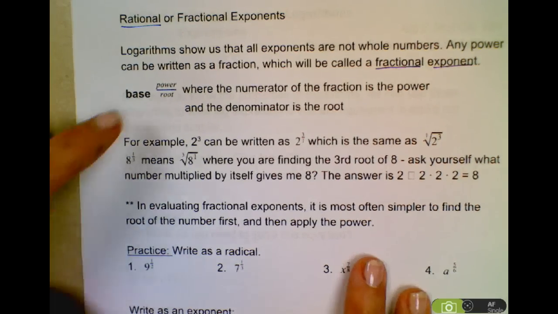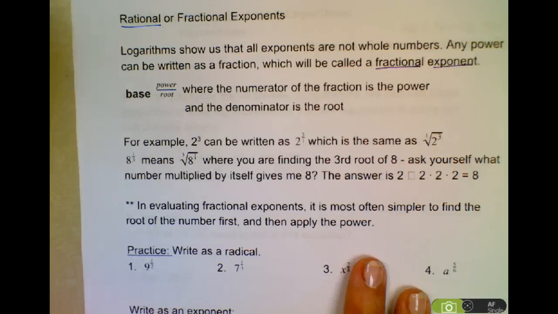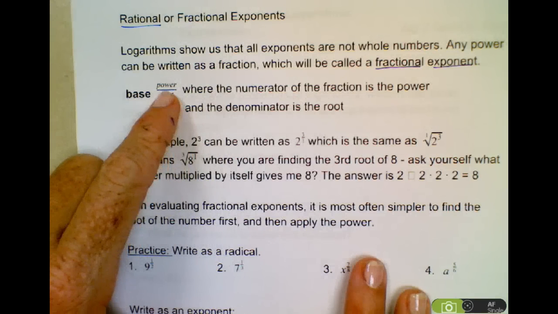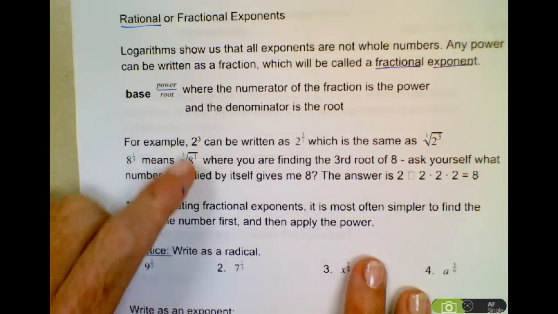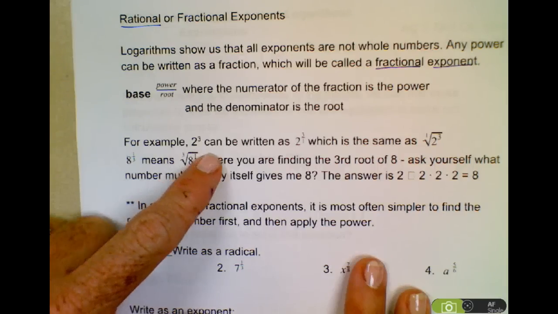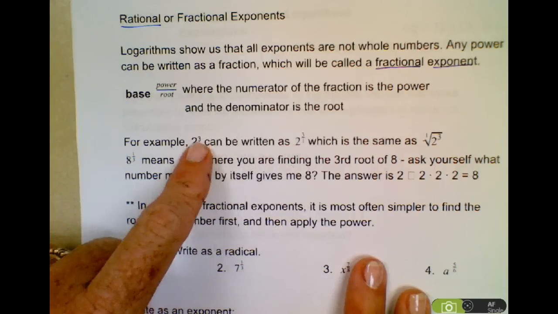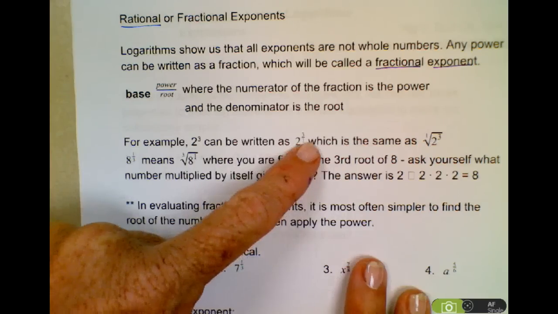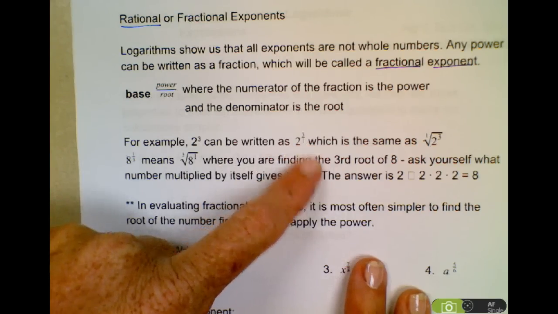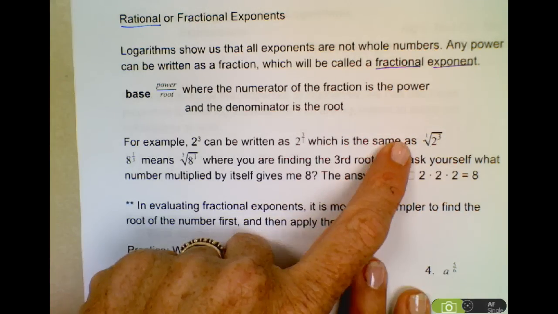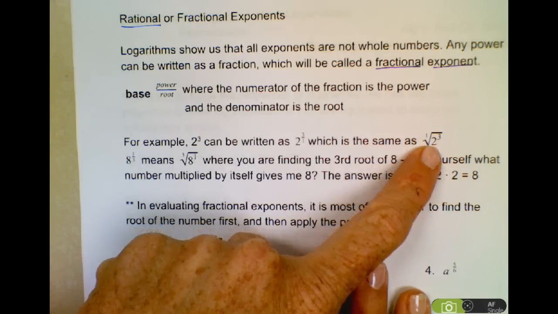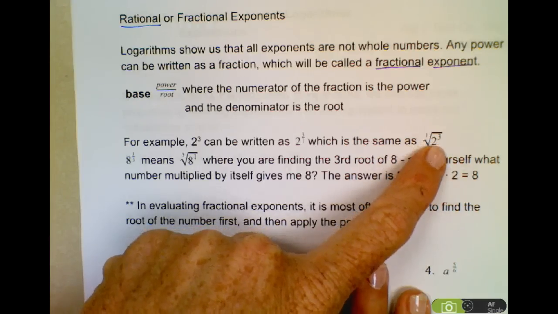The general form for that is base. You have your base, and you're raising it to the power divided by the root, where the numerator of the fraction is the power, and the denominator is the root. For example, 2 to the third can be written as 2 to the 3 over 1. We, of course, don't usually put whole numbers over 1, but you definitely can, which is the same as the first root of 2 to the third. Okay? Don't often deal with first roots. If you're going to write that, that is exactly how it would be written.